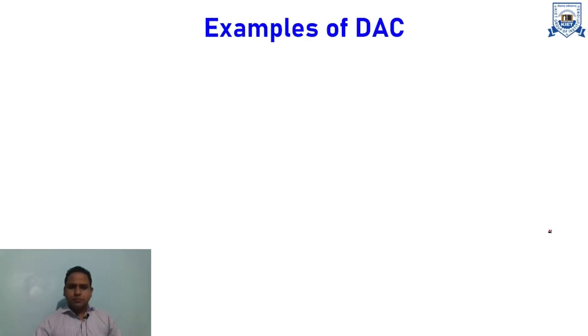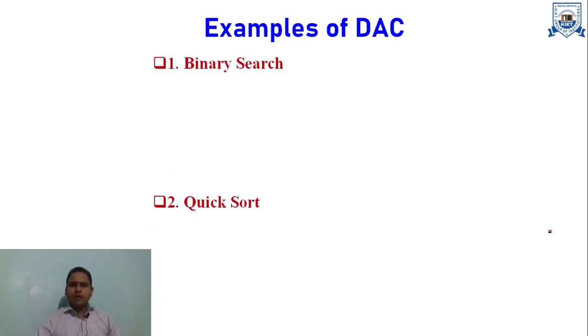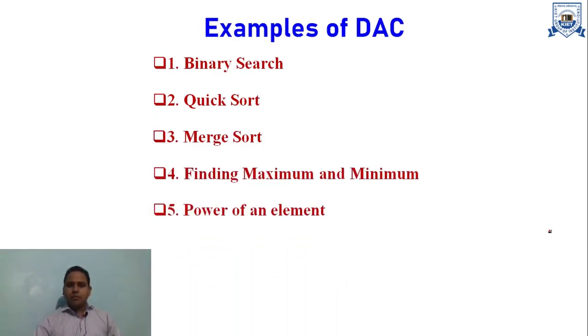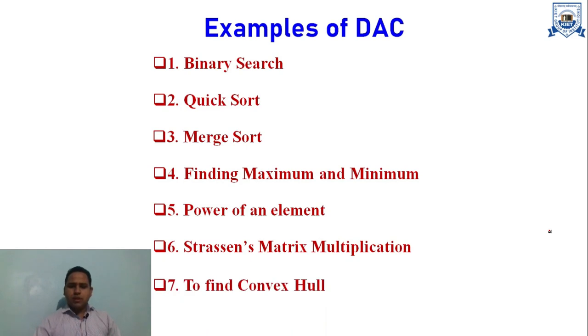Let's look at the various examples of divide and conquer. We have the binary search algorithm, where we use the divide and conquer approach. We have the quick sort algorithm, merge sort, then finding the maximum and minimum element, power of an element, Strassen's matrix multiplication, and lastly finding the convex hull. These all are examples of the divide and conquer approach where we use this strategy.